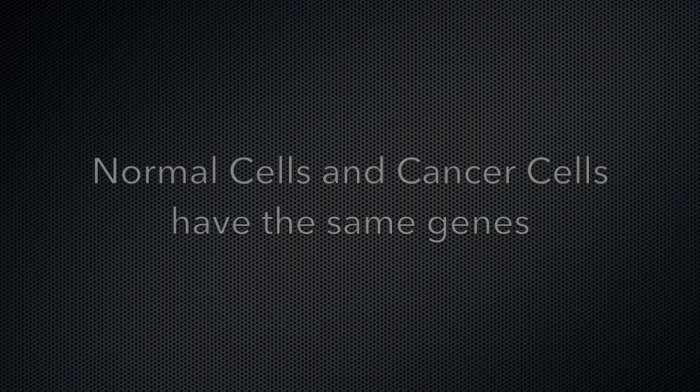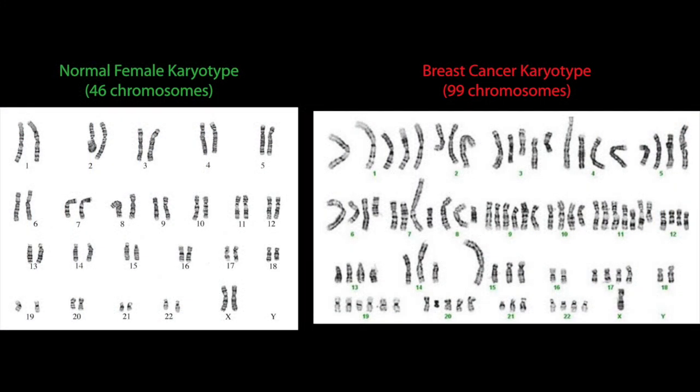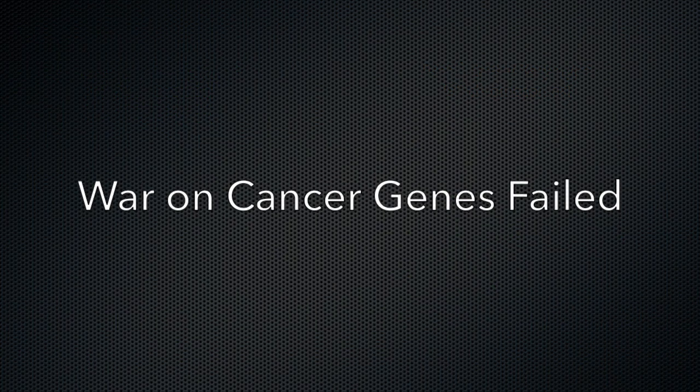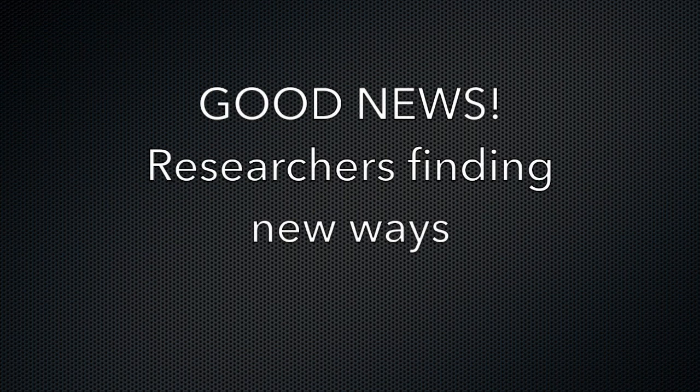However, unlike normal cells, cancer cells always have unbalanced chromosomes. This explains the failure of the 6-decade-old war on cancer that was, and regrettably still is, focused on cancer genes that don't exist. Old habits die hard. The good news is a growing number of young researchers are looking elsewhere for the causes of cancer. The preliminaries are over. The time has come to talk about what cancer really is.